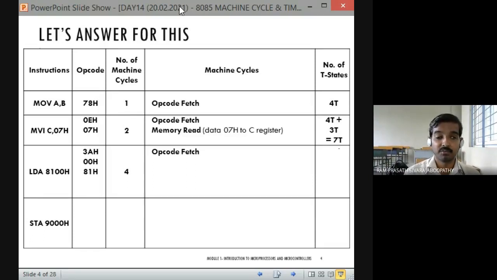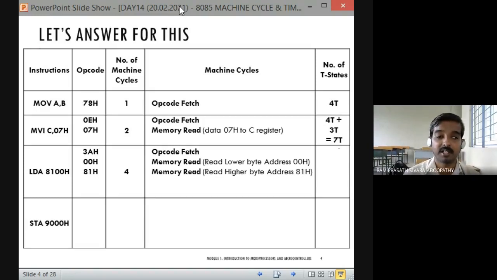Correct? The memory address is available in the immediate memory location. From which address it has to take the data, it doesn't know. It knows only one thing: we have to get the data from memory to the accumulator. That's all. Still the address information is not available. So it performs a memory read to read the lower byte of the address, then again a memory read to read the higher byte of the address.